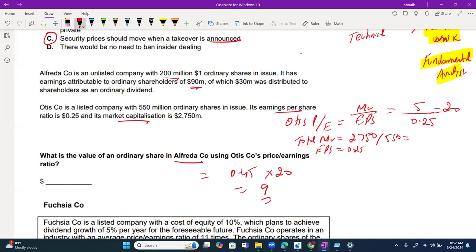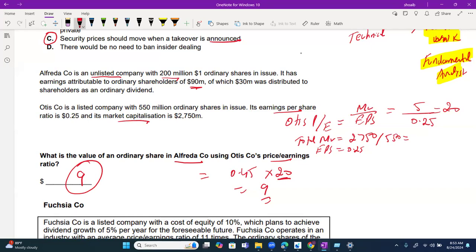But remember one thing, although 9 is the answer, this answer has been calculated based on the PE ratio of a listed company. Your company is unlisted. Maybe the question says that you should also apply a discount to this market value, for example 20% or 30%. If the question is silent, this is the answer. If it says apply a 20% discount, the market value will be 20% less. Apply a 30% discount, the market value will be 30% less.